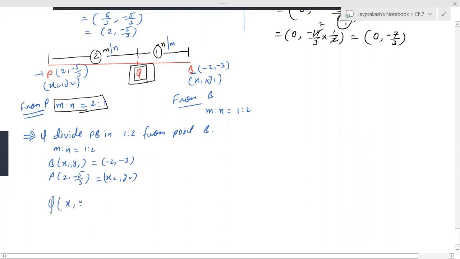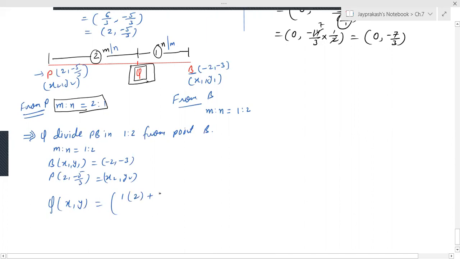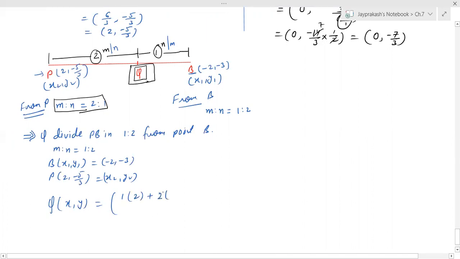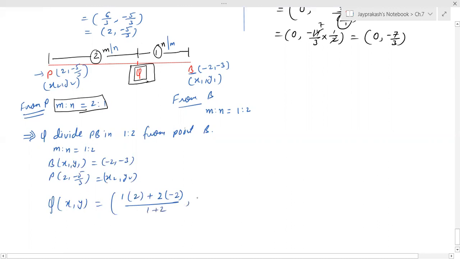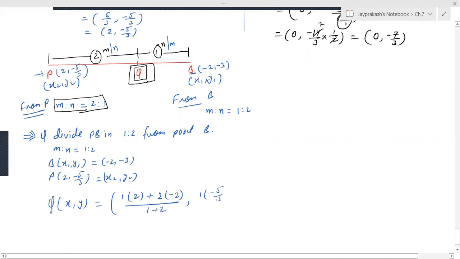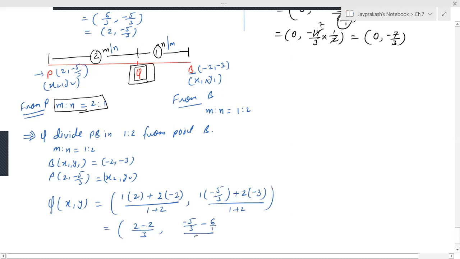So Q के coordinates हो जाएंगे x, y is equals to (mx2 + nx1)/(m+n), (my2 + ny1)/(m+n). So mx2 means 2, plus nx1 means minus 2, upon this side my2 means minus 5/3 plus 2 y1, minus 5/3 minus 6. So you can write minus 6/1/3.